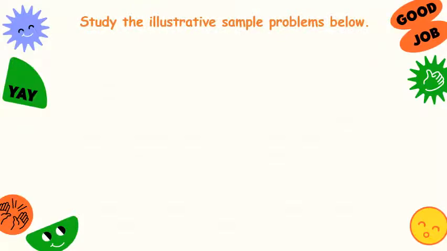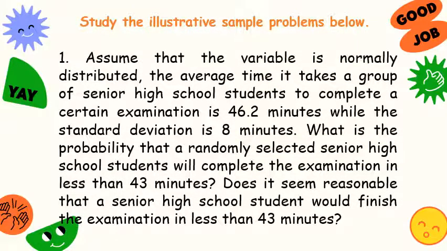So, study the illustrative sample problems below. Number 1. Assume that the variable is normally distributed. The average time it takes a group of senior high school students to complete a certain examination is 46.2 minutes, while the standard deviation is 8 minutes. So, sabi dyan, the average time it takes a group of senior high school students to complete a certain exam is tumatagal ng 46.2 minutes.